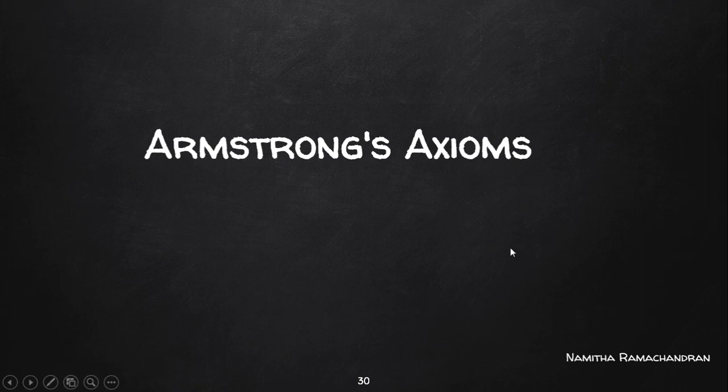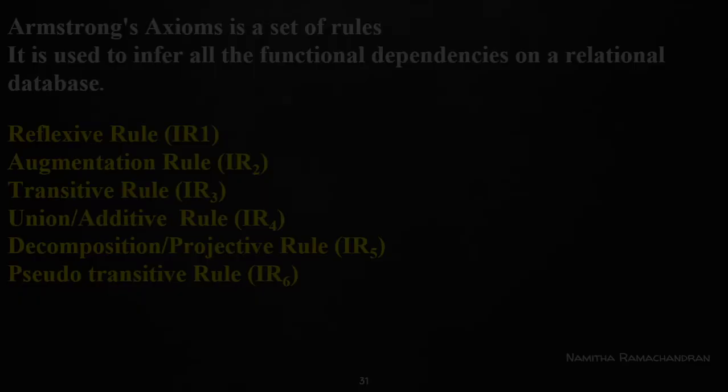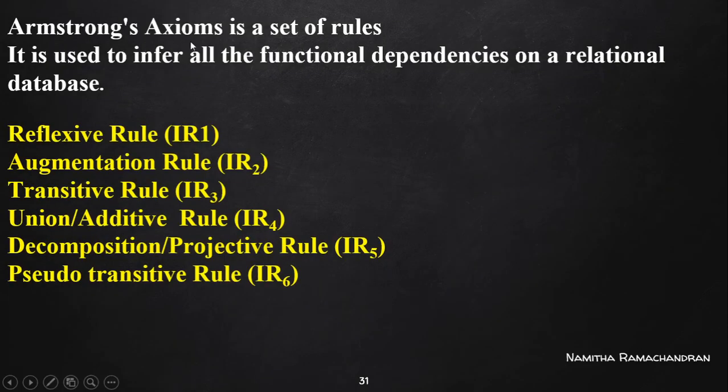Welcome back. In this video, we will discuss Armstrong's axioms. These axioms are used for inferring various functional dependencies in a given relation. Armstrong's axioms are a set of rules used for inferring various functional dependencies on a given relational database.